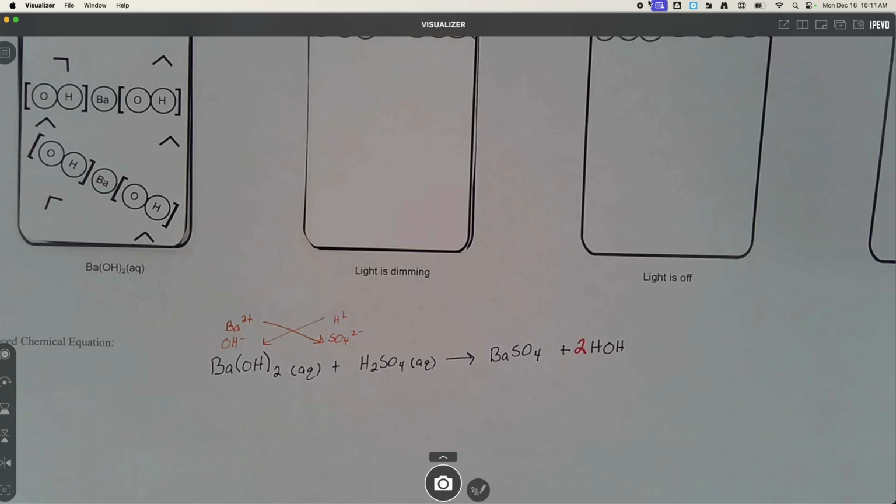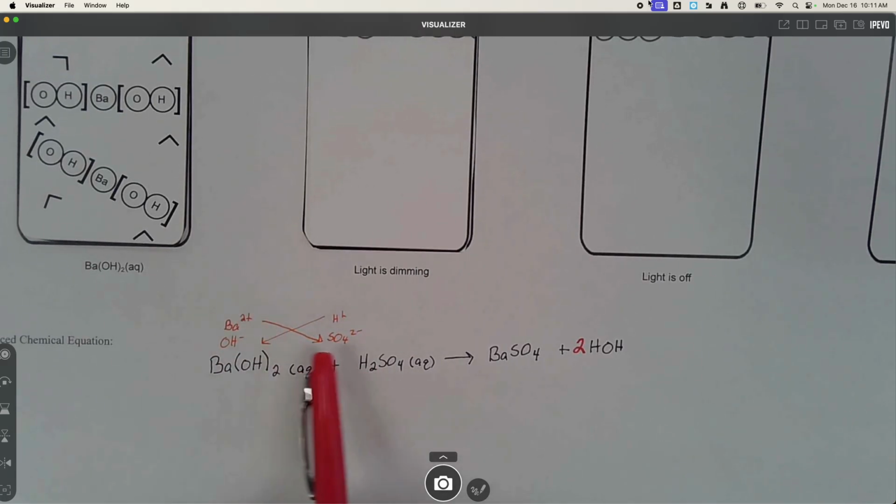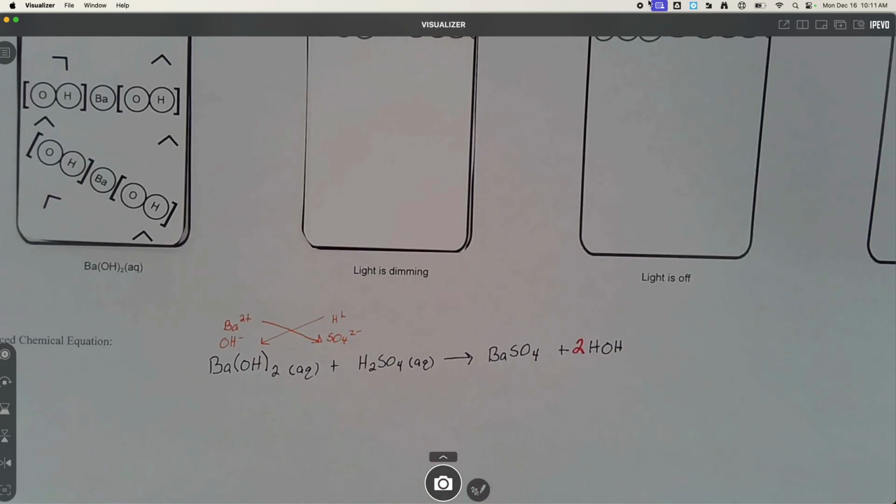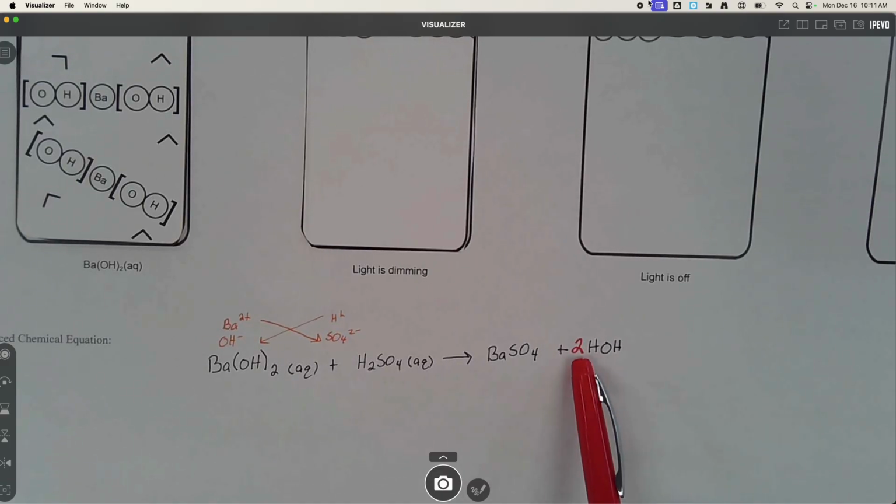So hopefully you identified this as a double replacement reaction where we have barium ions and hydroxide ions and hydrogen ions and sulfate ions. I trade my partners. The barium and the sulfate can get together in a 1-to-1 ratio because barium is +2 and sulfate is -2. The hydrogen and the hydroxide can get together in a 1-to-1 ratio to make HOH, and it takes 2 of those to get it to balance.